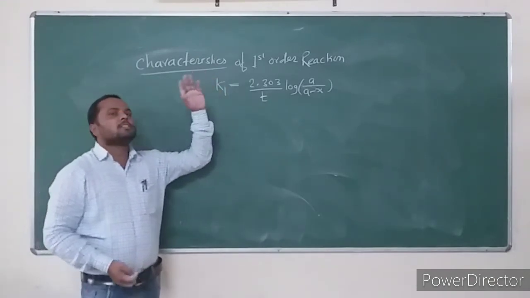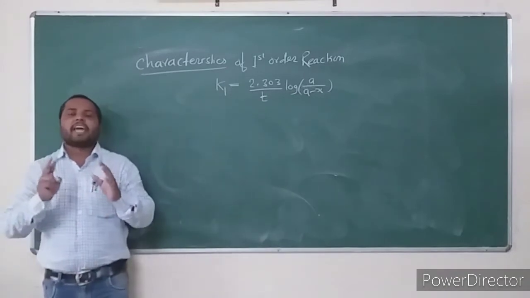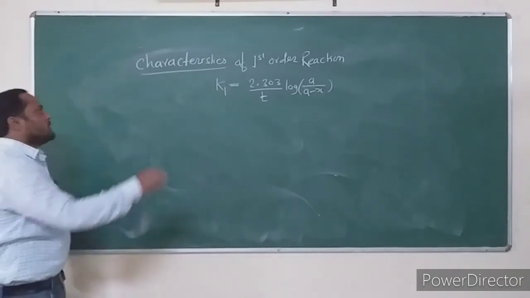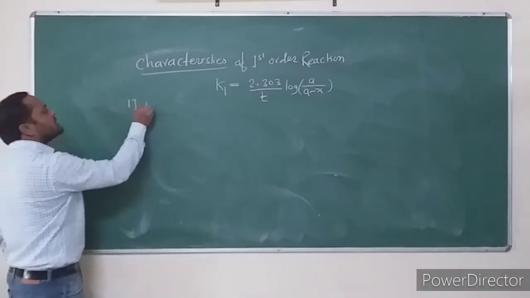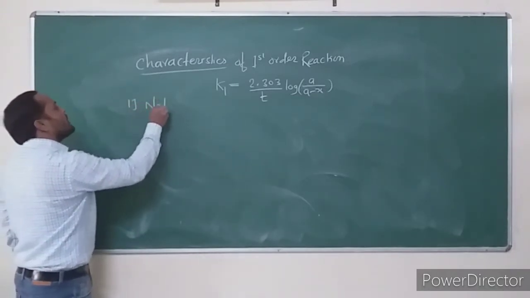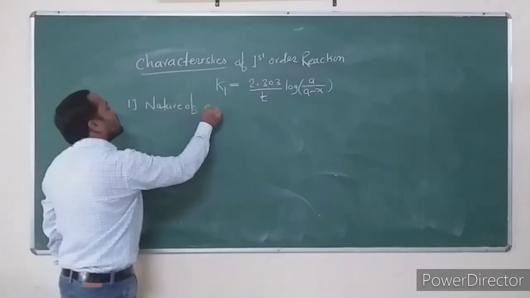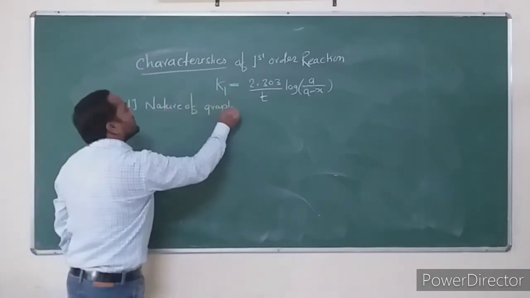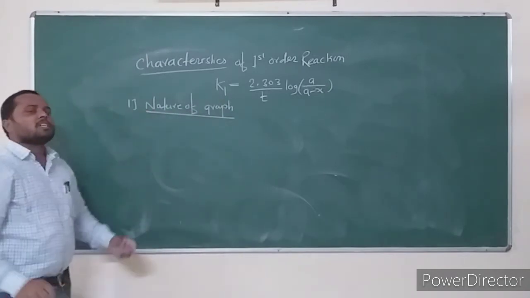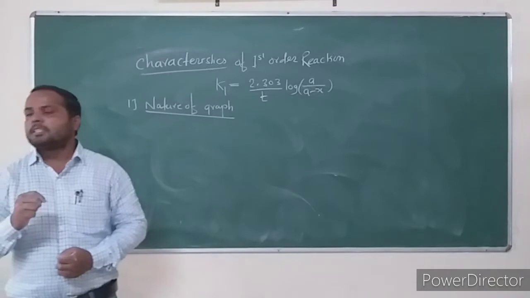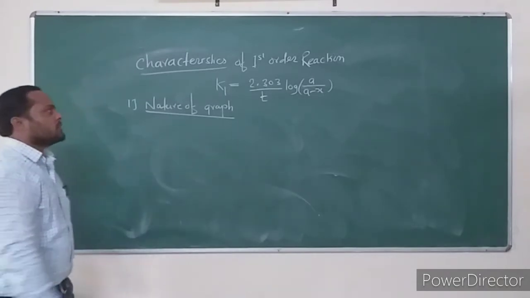Now we study the characteristics of the first order reaction. Consider the first characteristic, the nature of graph, or the graphical representation. What is the nature of graph for the first order reaction?